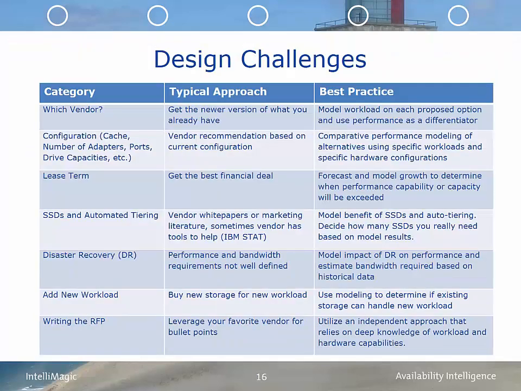There are many design challenges. In this table, I list a few. Which vendor do you choose? Well, the best practice would be to model each proposed option and use performance as a differentiator. But most folks tend to just get the newer version of what they have.